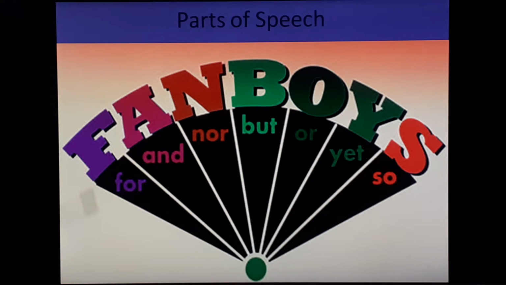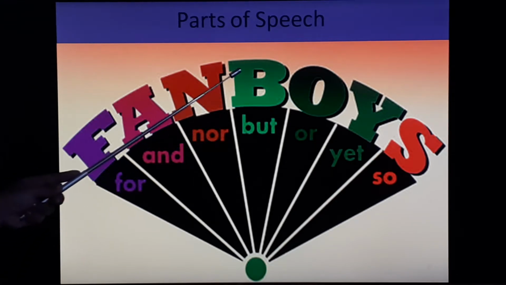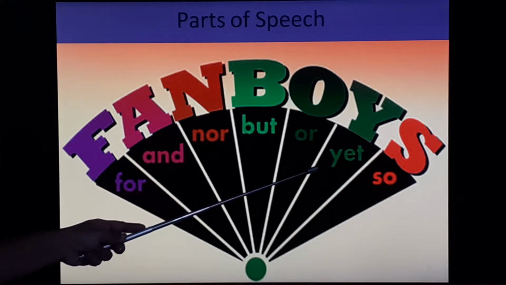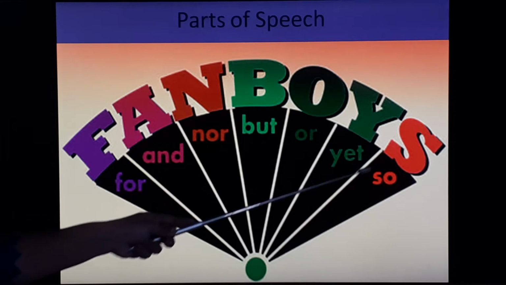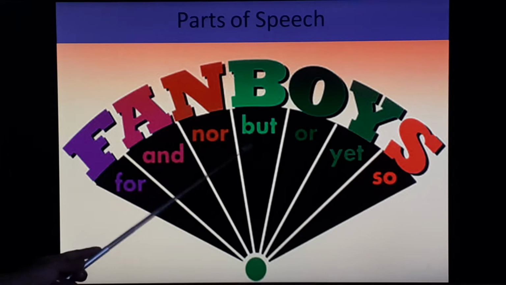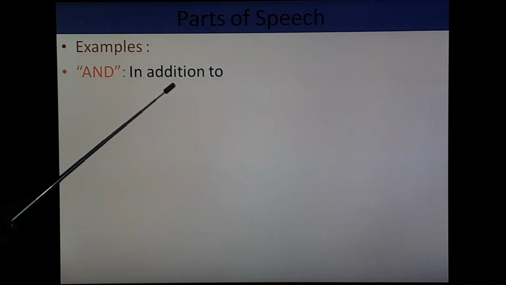For coordinating conjunctions, you have to remember FANBOYS. F stands for for, A for and, N for nor, B for but, O for or, Y for yet, and S for so. So we are going to learn each one by one. Let's see examples. First, and. And means in addition to.